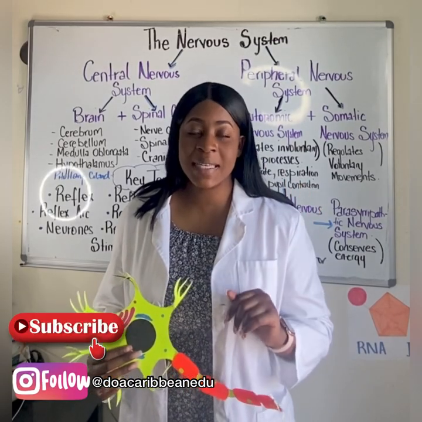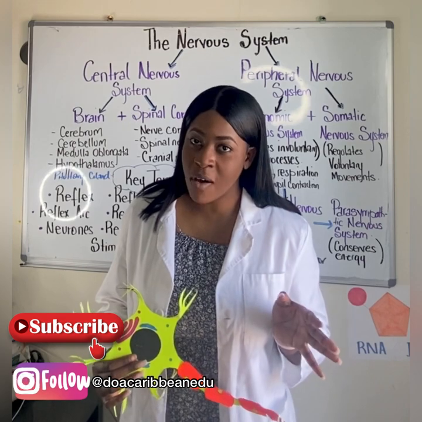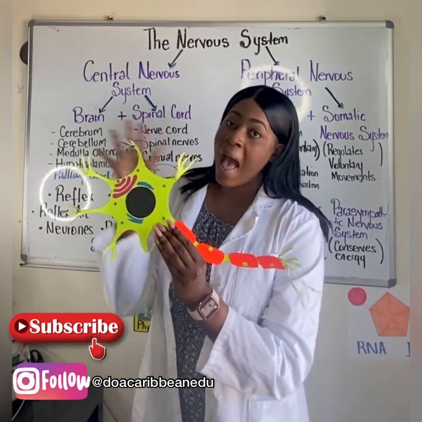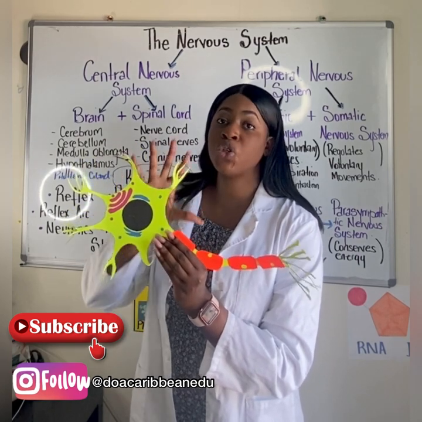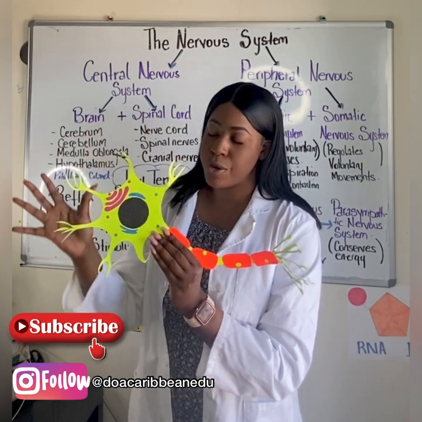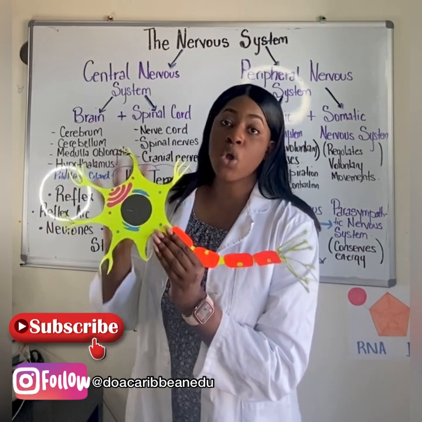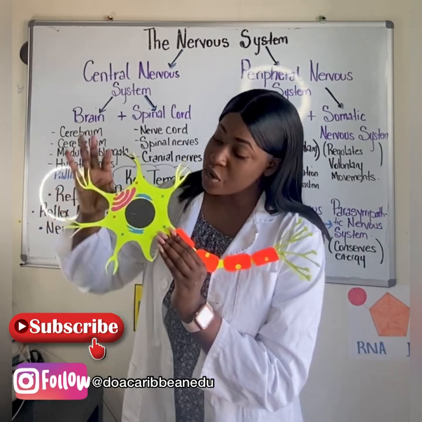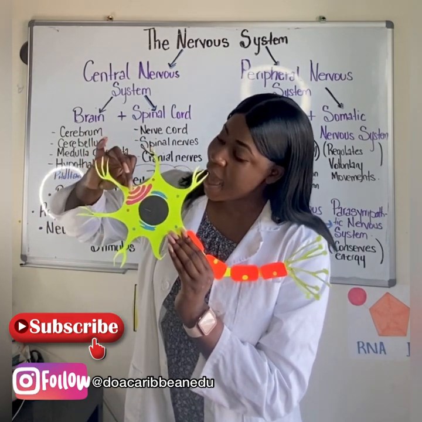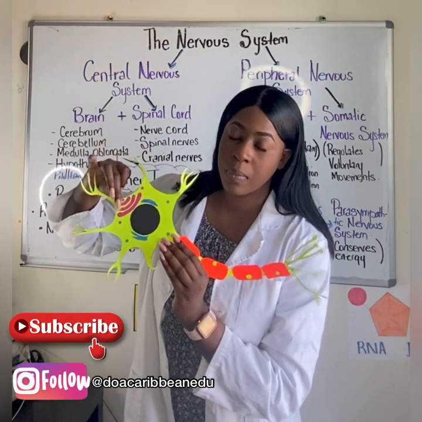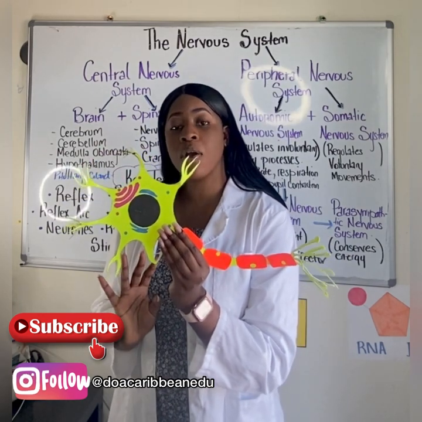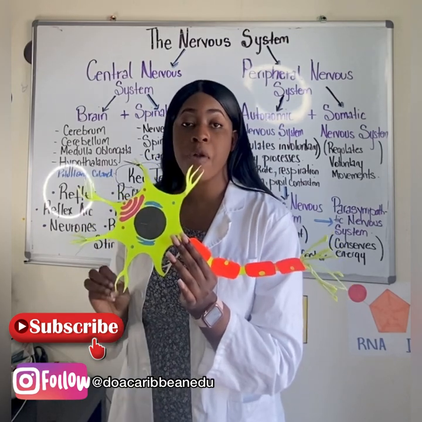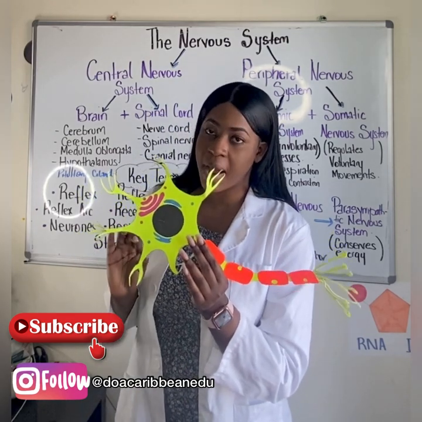I will now examine the structure of a motor or efferent neuron. At this end, we have the soma, or the body of the neuron. The soma houses important cellular structures like the nucleus and the endoplasmic reticulum. Also on the soma, you can see some little projections. These projections are represented to be dendrites.